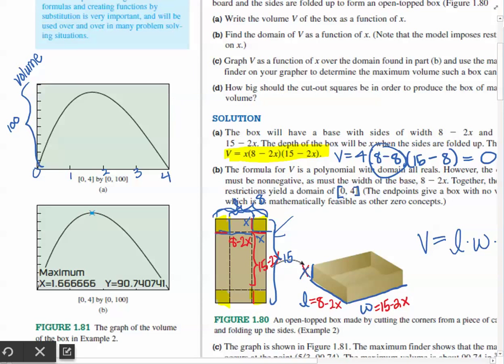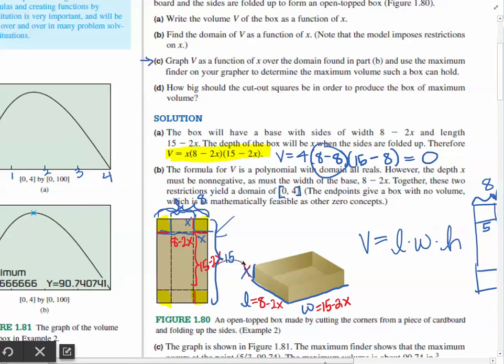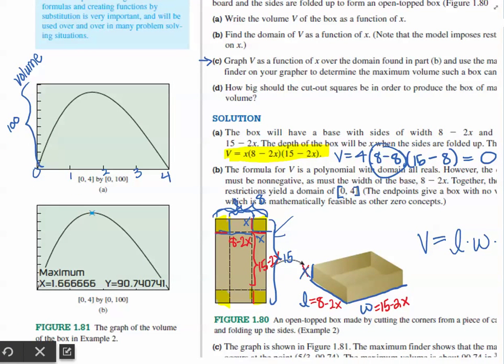Okay, so we're looking at this question now. Graph V as a function of x over the domain found in part B. And use the maximum finder on your grapher to determine the maximum volume such a box can hold. Now, we're looking for the maximum volume, so you're looking for a relative max. And if you are using a graphing calculator, there's a tool that allows you to just find that. Or in Desmos, you'll just see a little dot here, and you click on it, it'll tell you what it is.